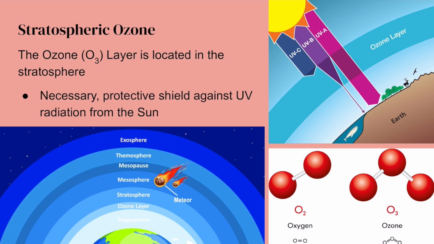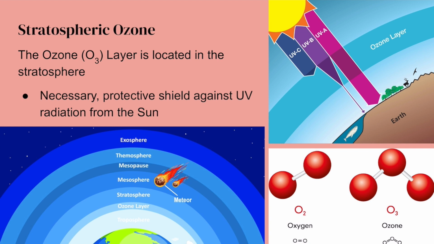So our stratosphere is really important because it has something in it called the ozone layer. And if we remember again, ozone is a molecule that's made up of 3 oxygen atoms. This ozone layer is between 9 and 18 miles above Earth's surface, and it's really important because it acts as a shield to keep a lot of UV radiation that comes from the sun from actually getting to Earth's surface.